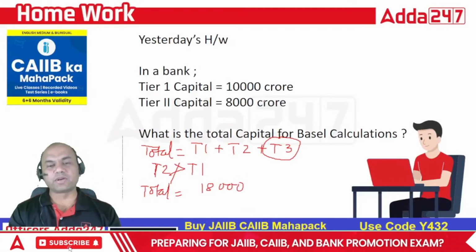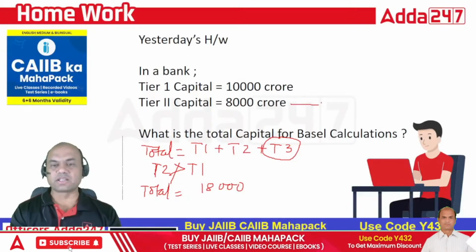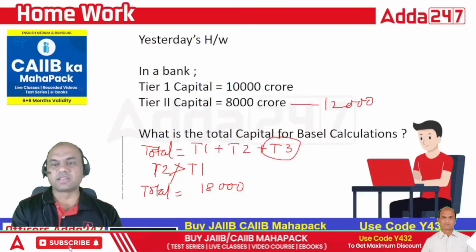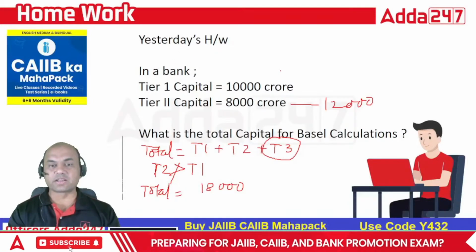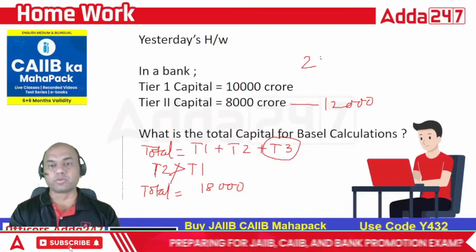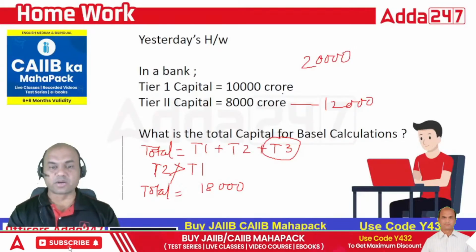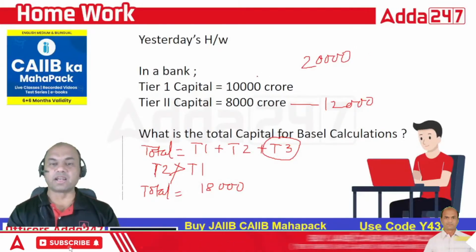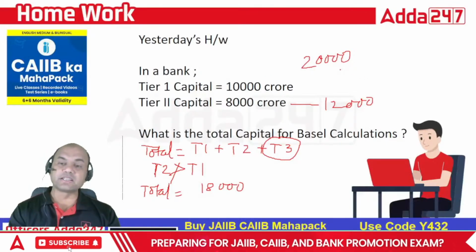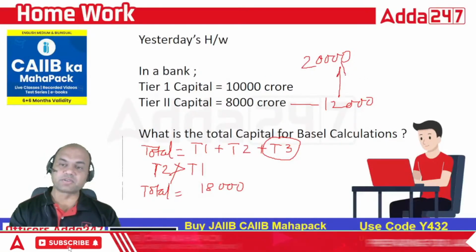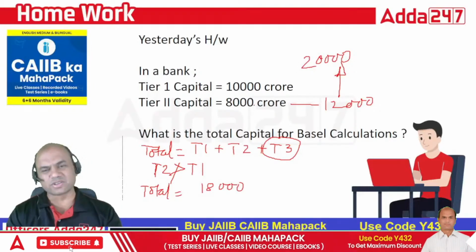If T2 had been given as 12,000, then my answer would have been 20,000, not 22,000. Why? Because T2 cannot be greater than T1, so I'll take maximum T2 as 10,000 only in that case. But now it is 8,000, so it's very simple.